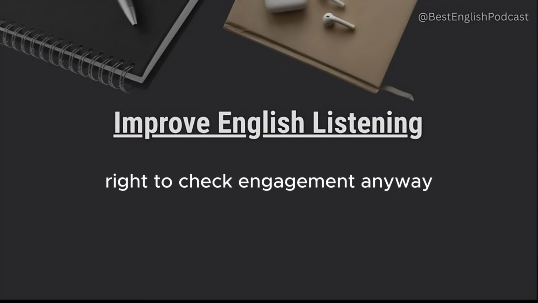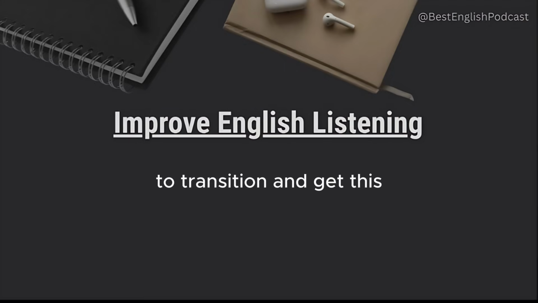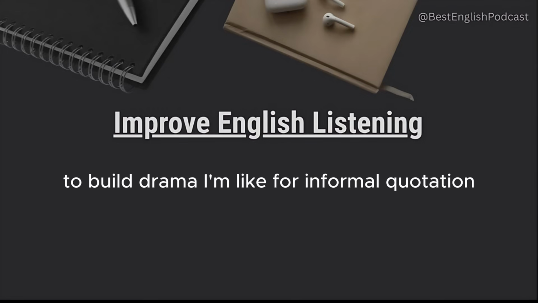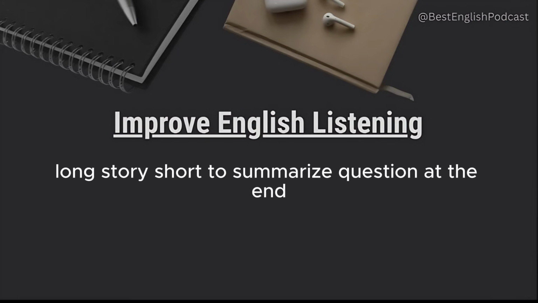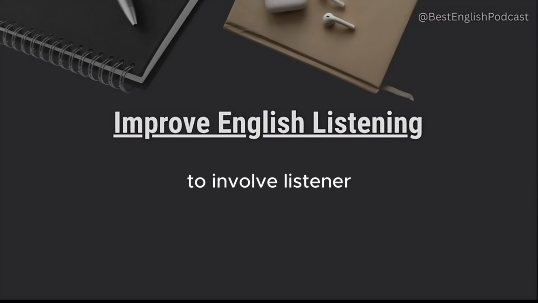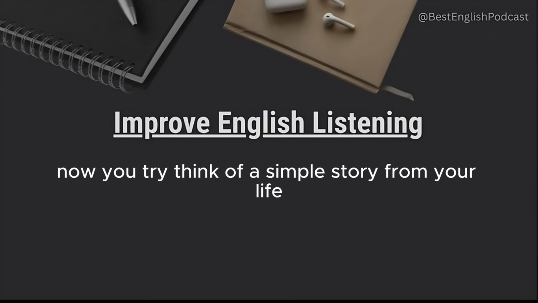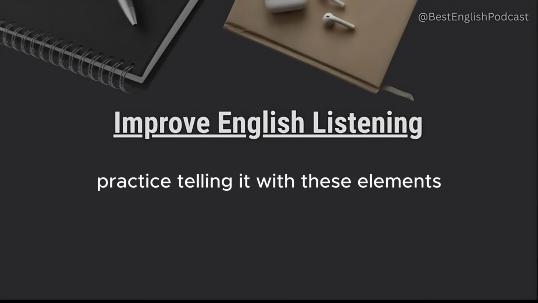Notice the conversational elements. "Right?" to check engagement. "Anyway" to transition. "And get this" to build drama. "I'm like" for informal quotation. "Long story short" to summarize. A question at the end to involve the listener. Now you try. Think of a simple story from your life. Practice telling it with these elements.